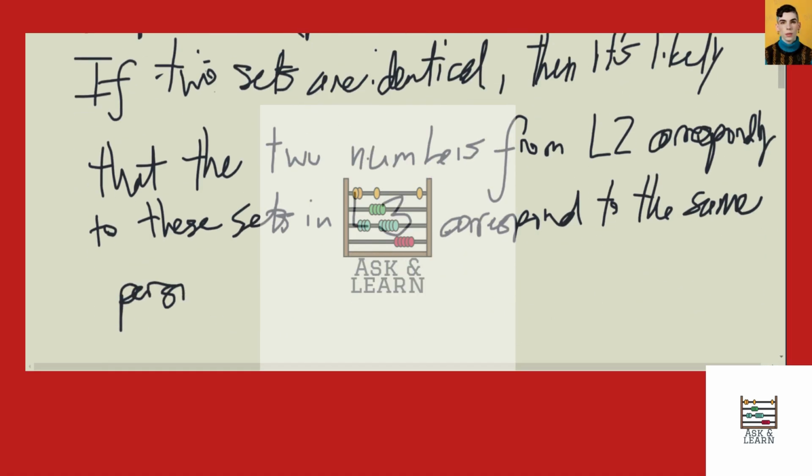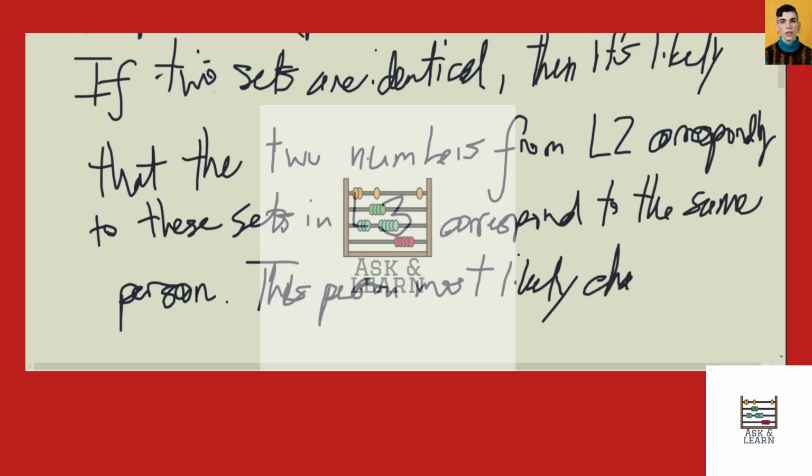So this is assuming that people's call history is going to be pretty stable over a month. And so it follows that this person most likely changed their number.